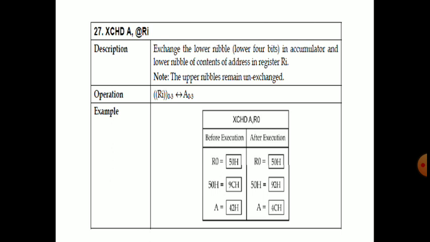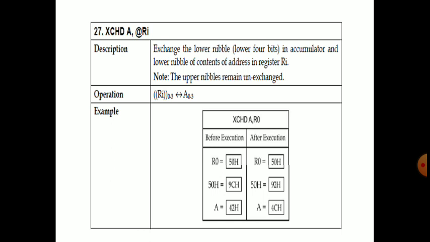In the accumulator, the lower nibble is 2, and in the 9CH data, the lower nibble is C. So both will be exchanged, and after execution, the 50H address has 92H. See, the lower nibbles are exchanged, C and 2, the lower nibbles of the required data.